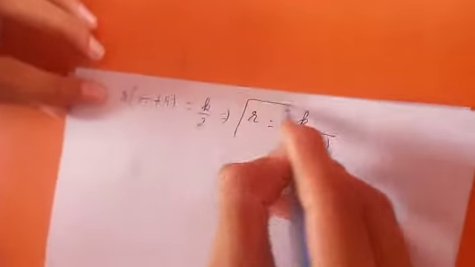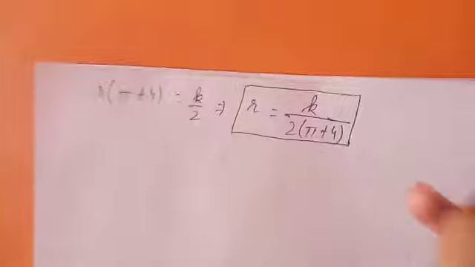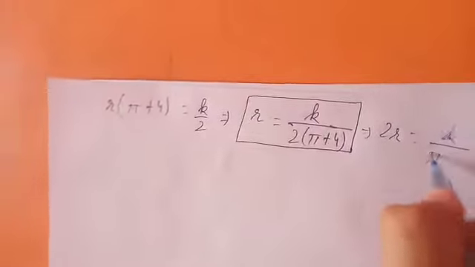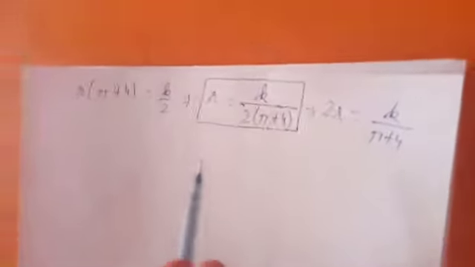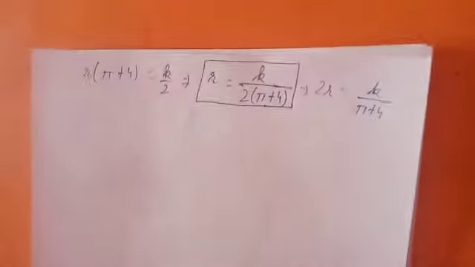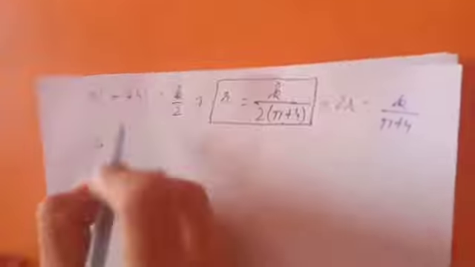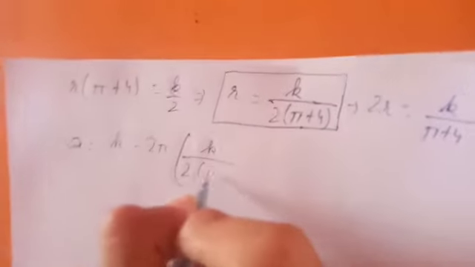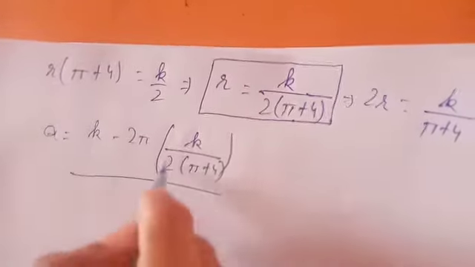Now this is the value of r. So from here my 2r will be k by (pi plus 4). Now using this value of r I can find the value of a, that is the side of the square. So a is equal to k minus 2 pi times the value of r, k by 2 into (pi plus 4), all by 4. These two cancel these two.